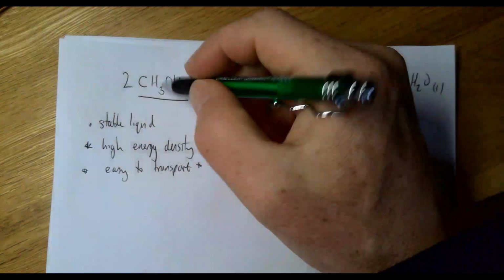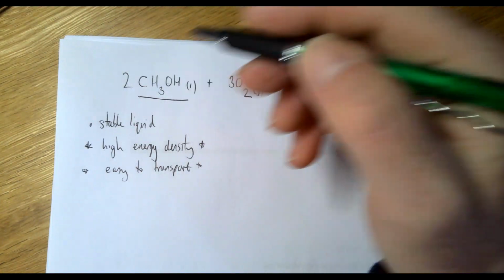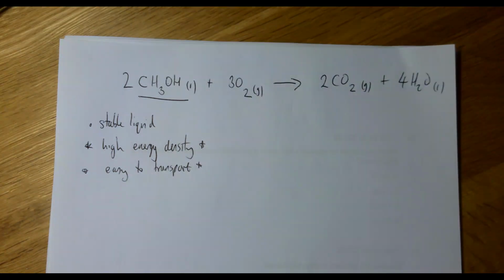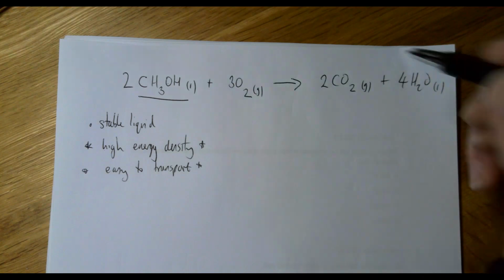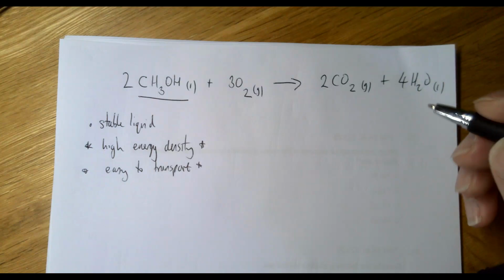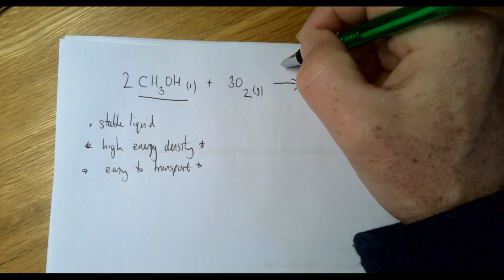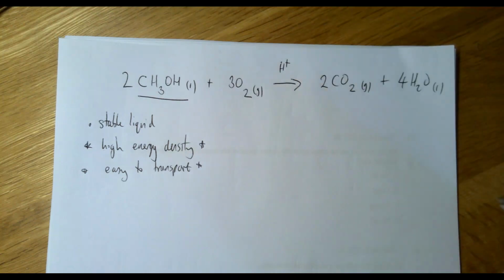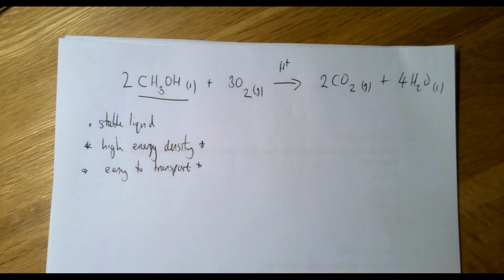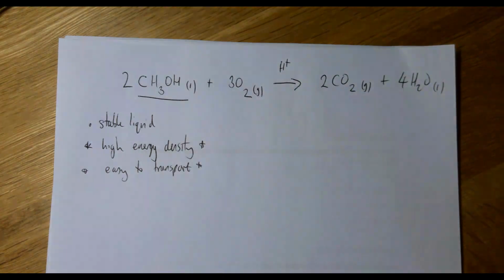Again, methanol is oxidized at the anode, and just like before, the oxygen supplied at the cathode is reduced. But this is usually done under acidic conditions, so we need to think slightly differently about the equations. So the overall reaction I've given to you. The two half equations are as follows.